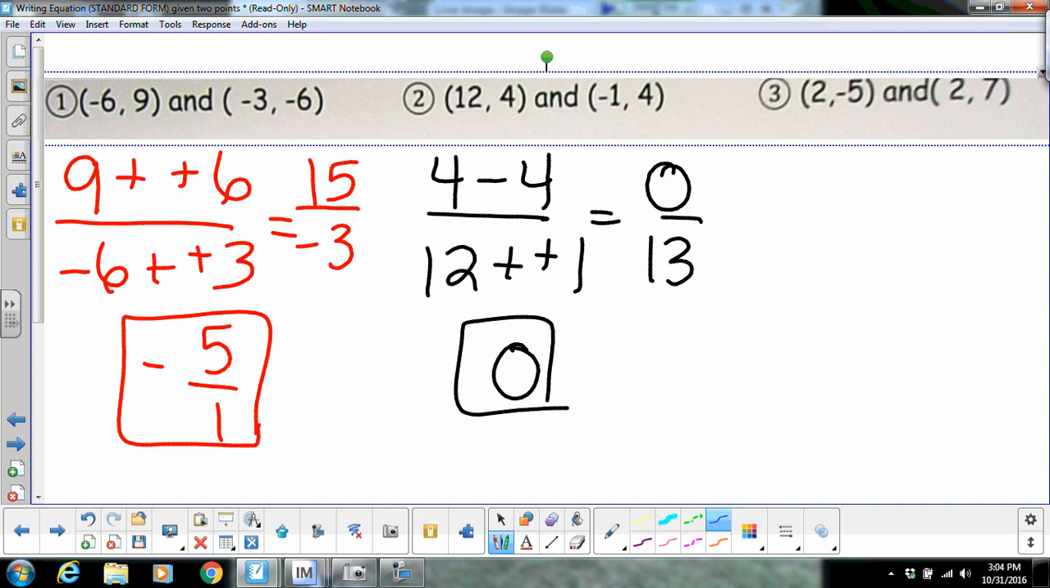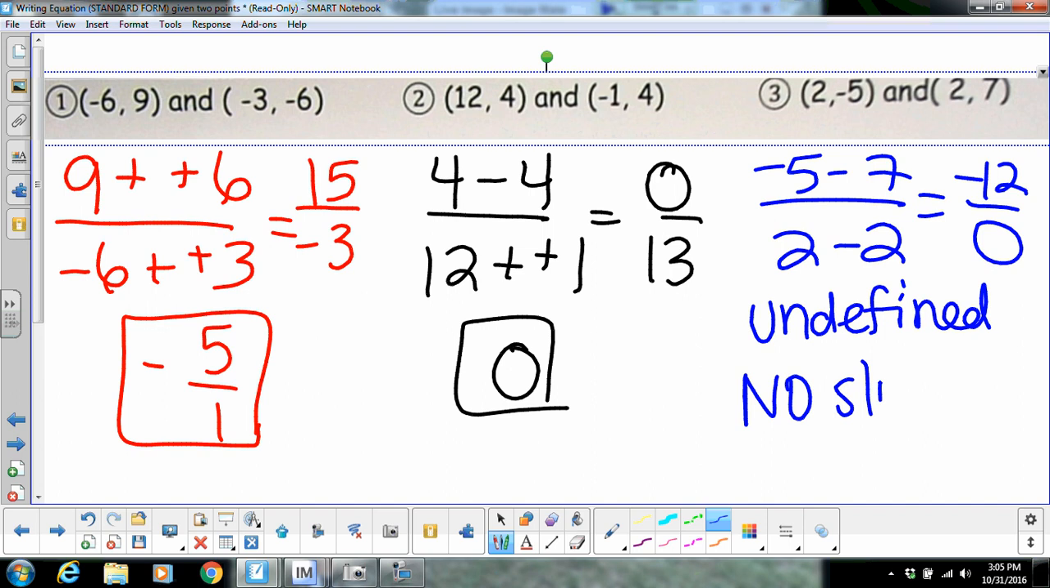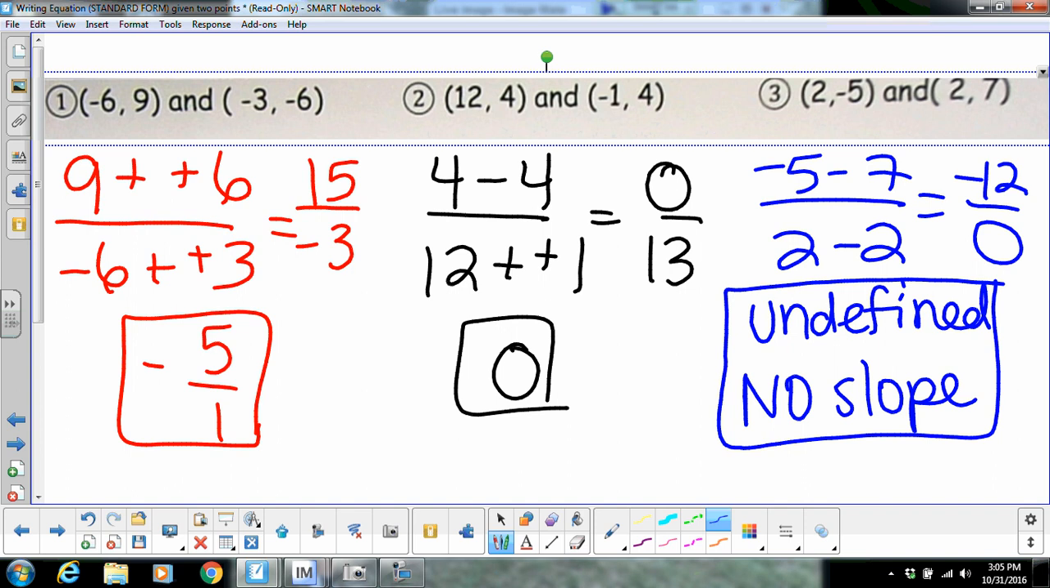And then number 3, negative 5 minus 7 over 2 minus 2 gives me negative 12 over 0. Remember, if the 0 is on the bottom, underline undefined. Or, like all of y'all said, you can't stand on a beach ball, so it is no slope. So those are your 3 slope problems.